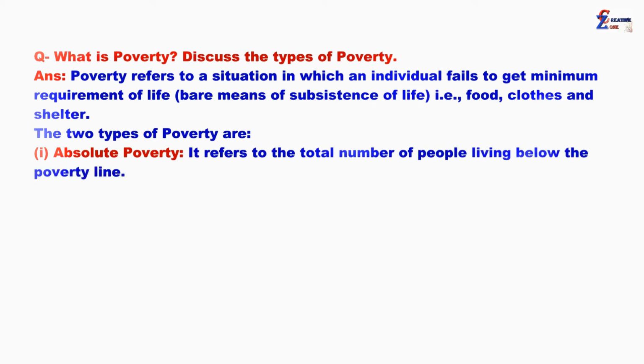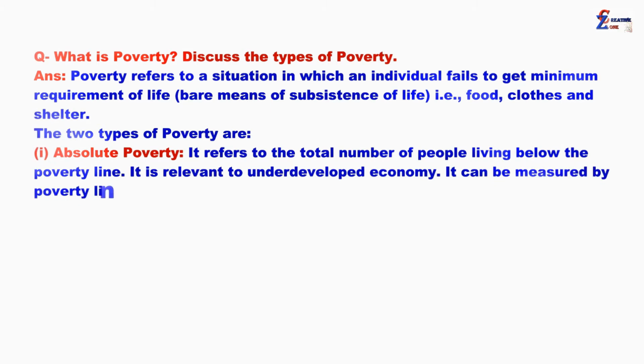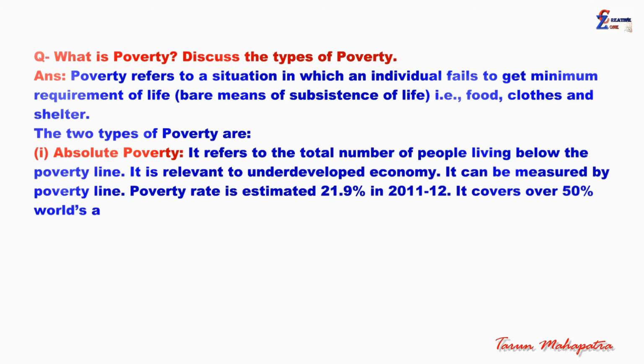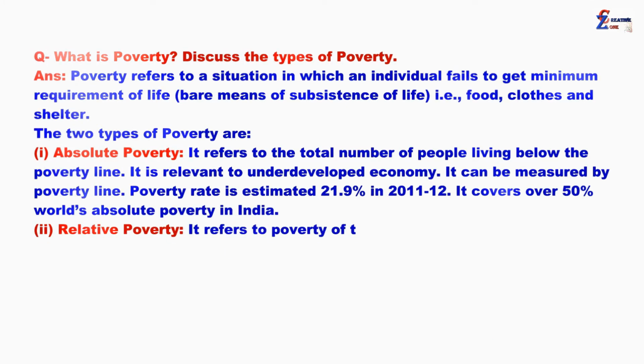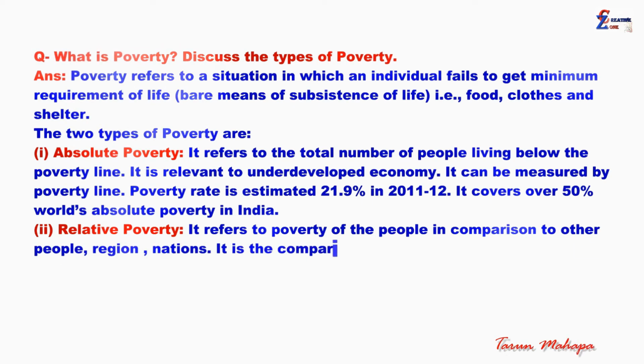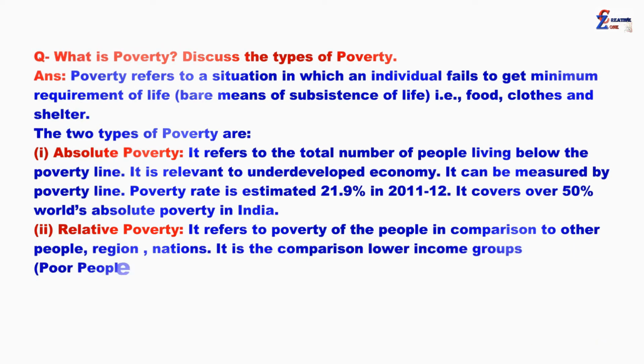The first one is absolute poverty. It refers to the total number of people living below the poverty line. It is relevant to underdeveloped economy. It can be measured by poverty line. Poverty rate is estimated 21.9% in 2011 and 12. It covers over 50% of world absolute poverty in India.